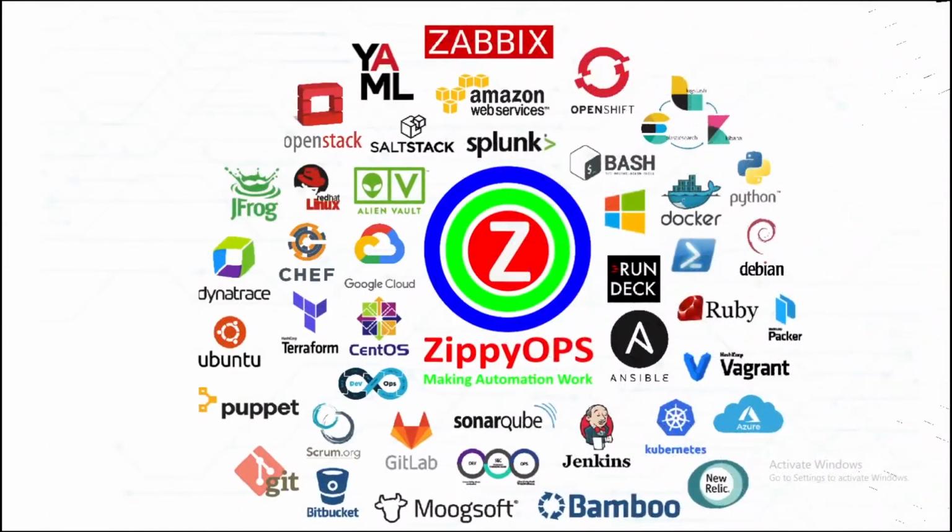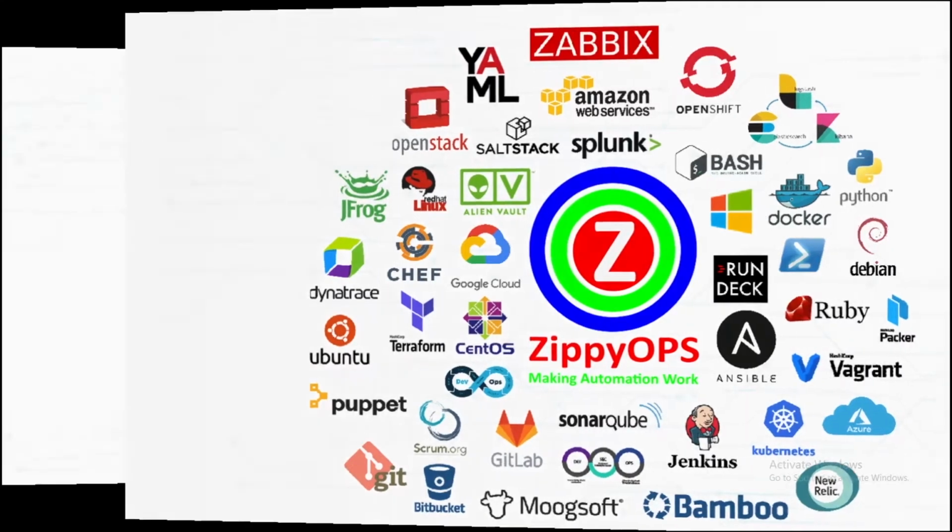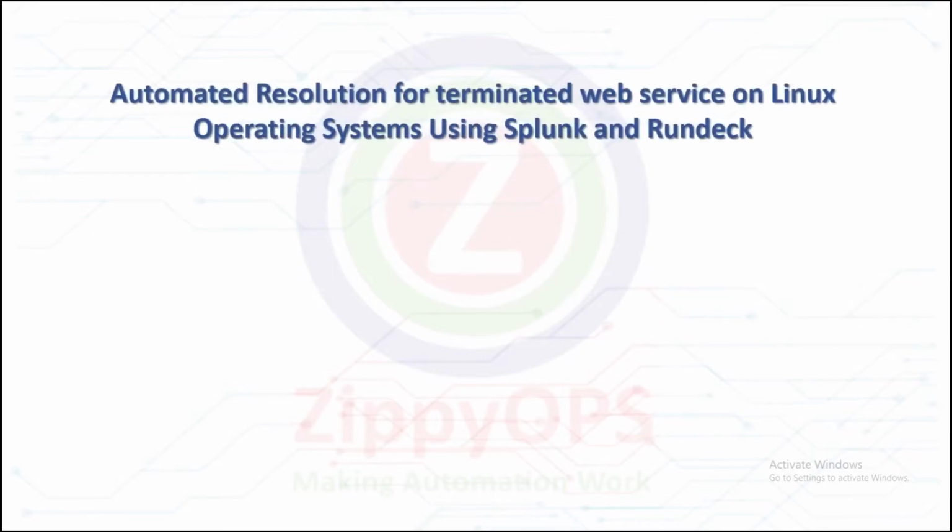Hi all, welcome to automate resolution of terminated web service on Linux operating system using Splunk and Rundeck. In this video, we are going to demonstrate the resolution of identifying and restoring a terminated web service from a log file on Linux operating system using alerts from Splunk and resolution from Rundeck. The complete process is orchestrated through the Jenkins pipeline.